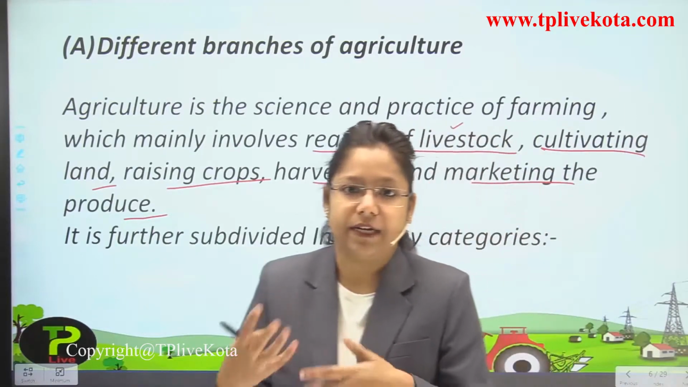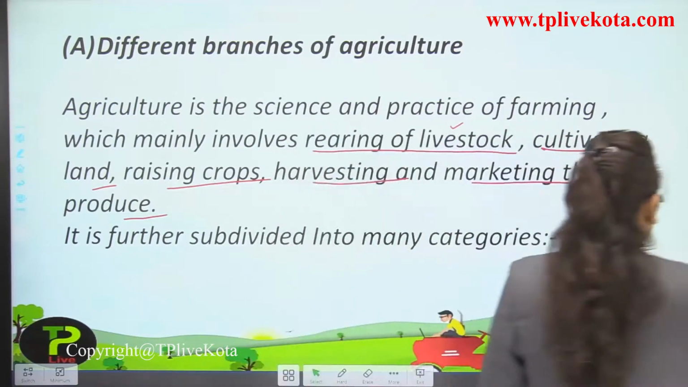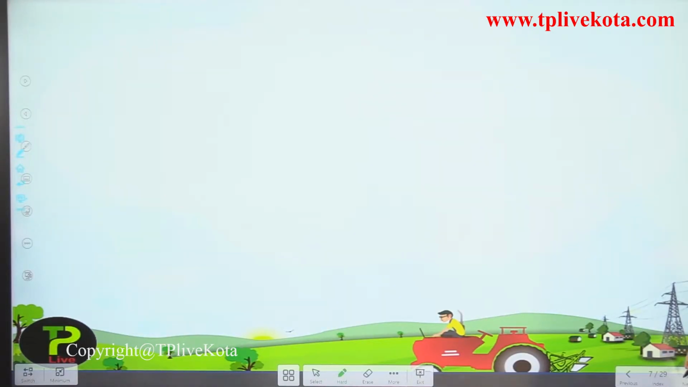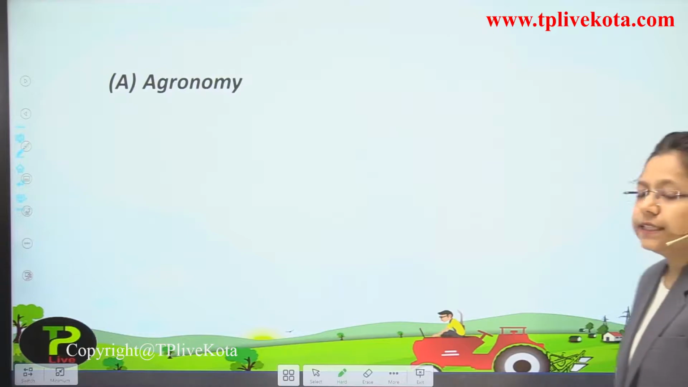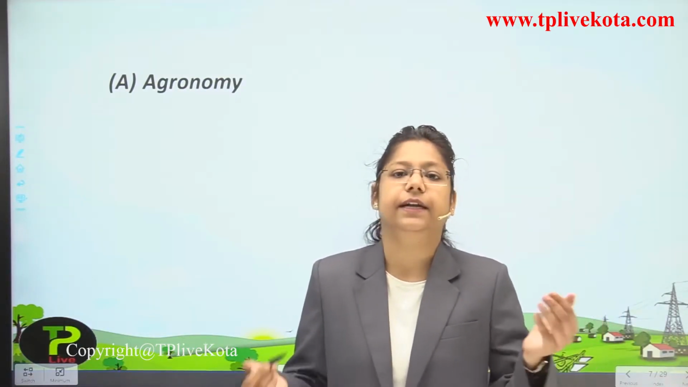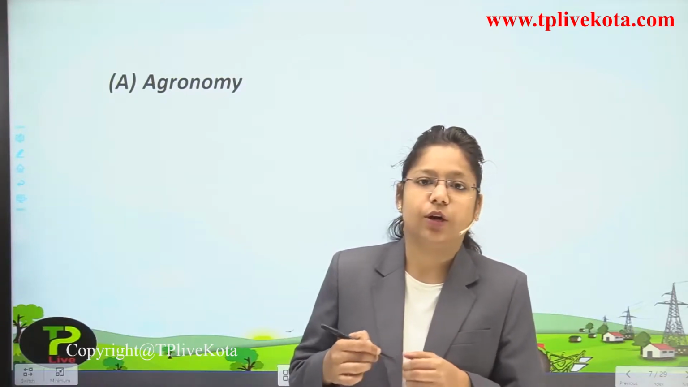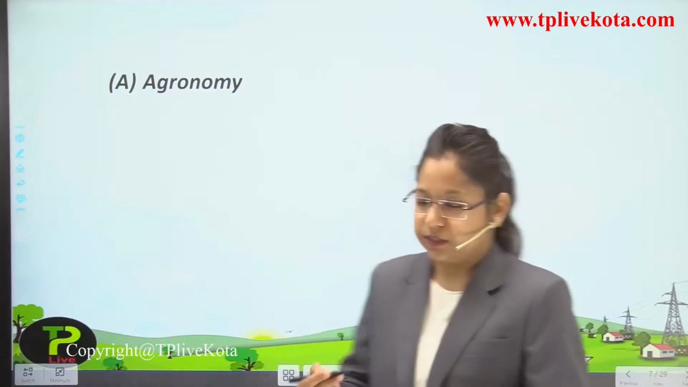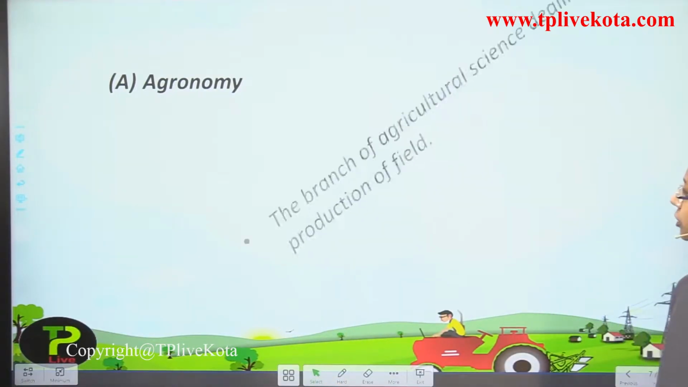Now it is divided into many categories. How? Moving on to the next slide, we are going to see the categories of agriculture. So first is agronomy. Now what is agronomy? As the name suggests, it is totally dependent on agriculture. Agriculture means the cultivation processes. Now let us see the definition of it.